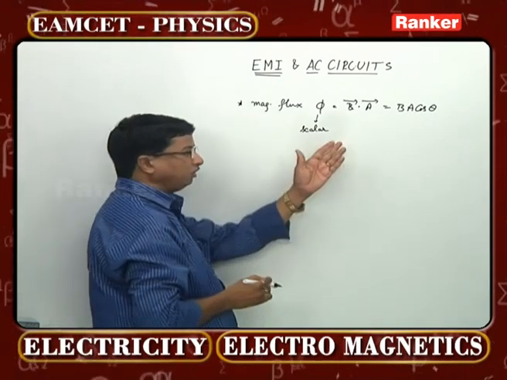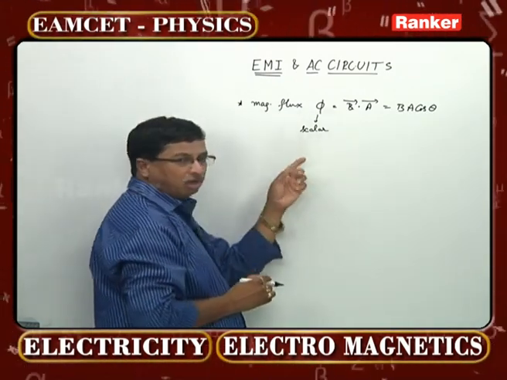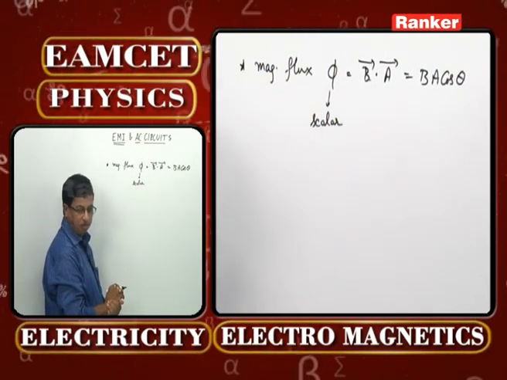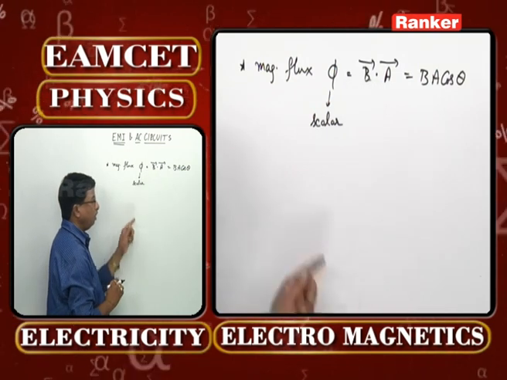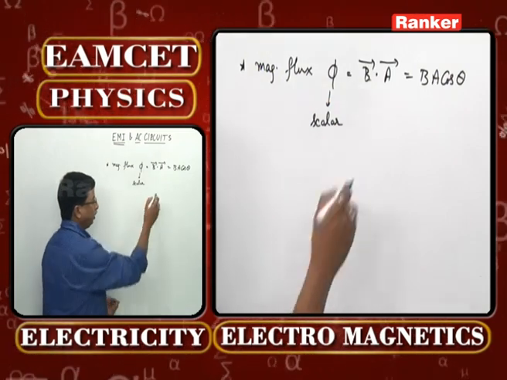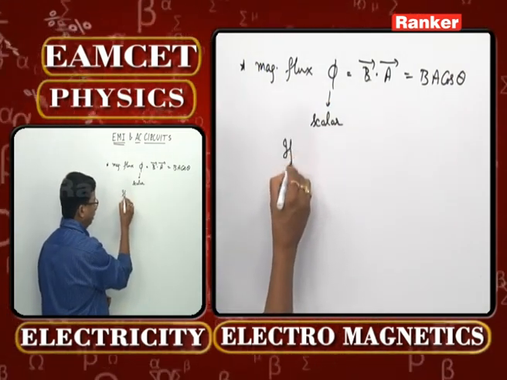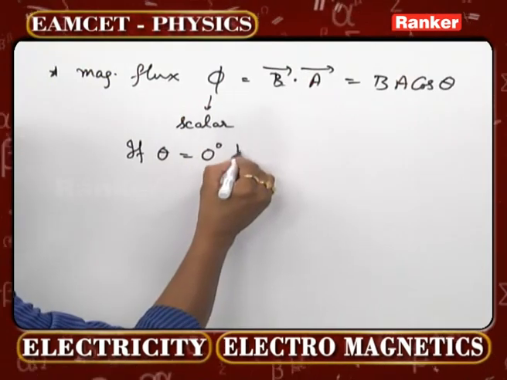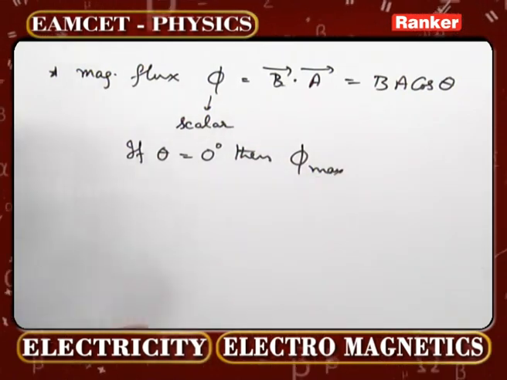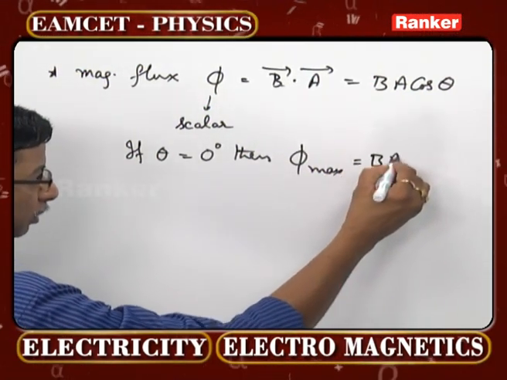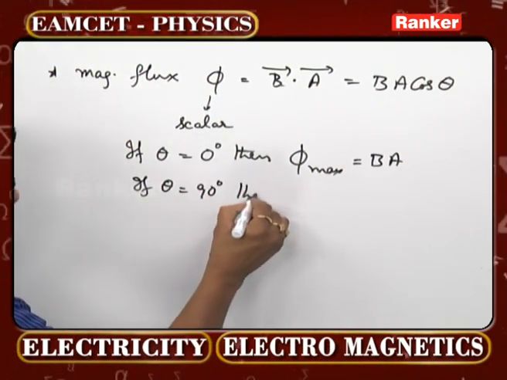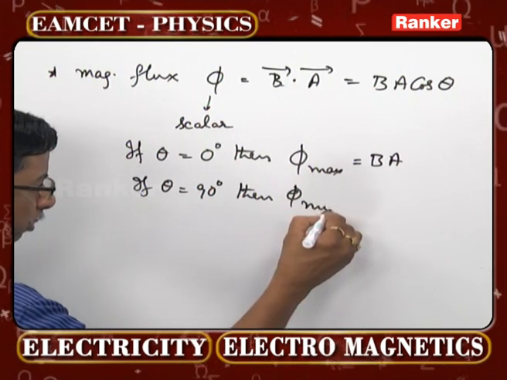Theta is what? That is an angle. Angle made by the normal drawn to the plane with the direction of the field. I repeat, theta is the angle made by the normal drawn to the plane with the direction of the magnetic field. So, if you consider the value of theta as 0, then of course we can understand the value of phi is going to be maximum. That is, we can write this as BA. If theta becomes 90, then automatically phi becomes minimum and its value will be 0.